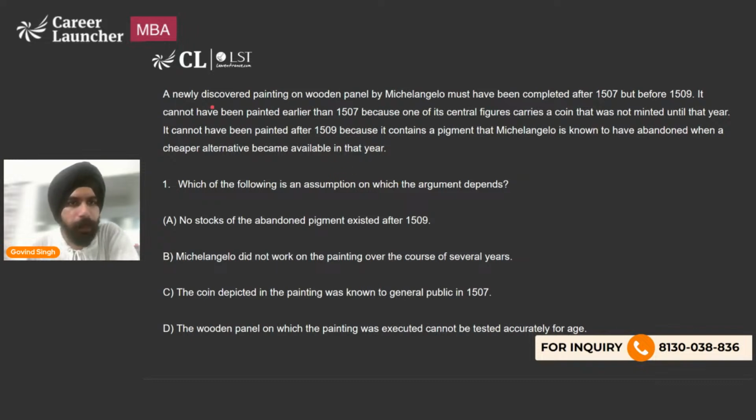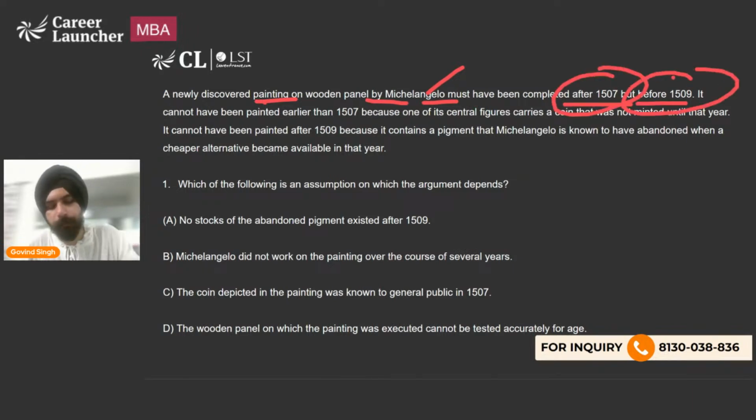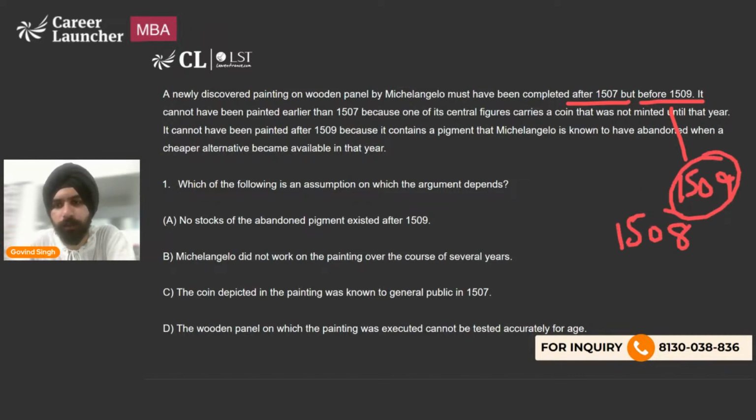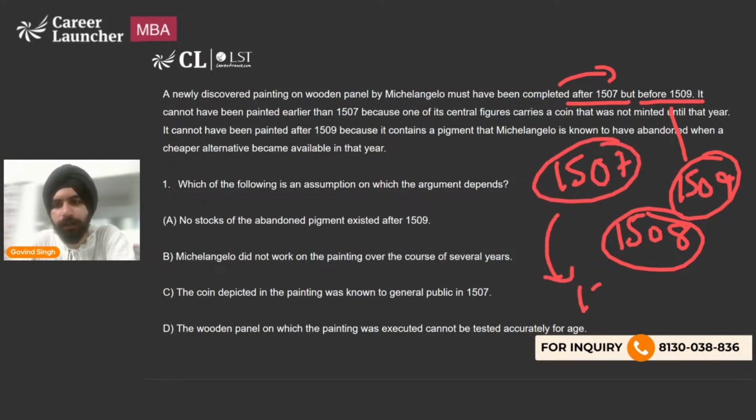Okay, let's look at it. A newly discovered painting on a wooden panel by Michelangelo, a famous painter, must have been completed after 1507, but before 1509. This is important information. When you say before 1509, that means before 1509 started, the painting should have been completed. So ideally in the year 1508. And they're saying it must have been completed after 1507. That means 1507 has ended, which again means the painting was started in 1508 and ended in 1508.